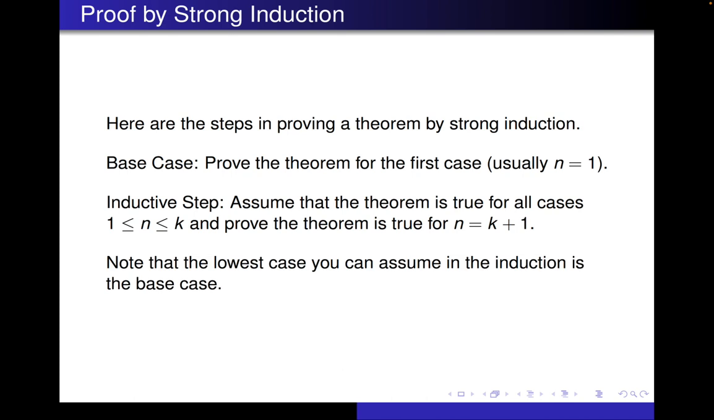And again, I do want to emphasize that the lowest case you're allowed to assume is the base case. And in this case, I'm saying the base case is 1. That's why I have 1 there. But if the base case is 2, I would be assuming all values of n between 2 and k.